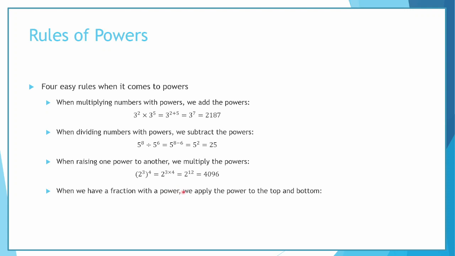When we have a fraction with a power, we apply the power to the top and the bottom. So our example is 2 over 3, all of that to the power of 3. So we're going to apply this power to the top number and the bottom number. So that's going to be 2 to the power of 3, all over 3 to the power of 3, which gives us 8 over 27.